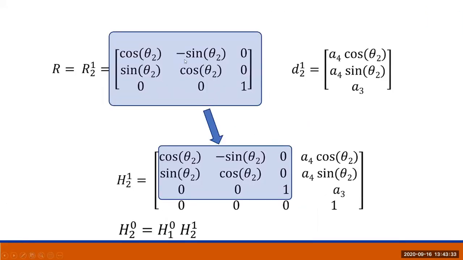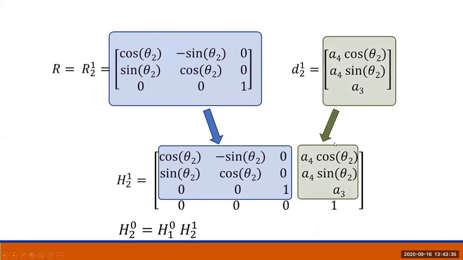So we combine the rotational matrix and displacement vector for frame 2 with respect to frame 1, similar to this. And we can combine the 2 transformation matrices by multiplication and form the transformation matrix from frame 2 with respect to frame 0.